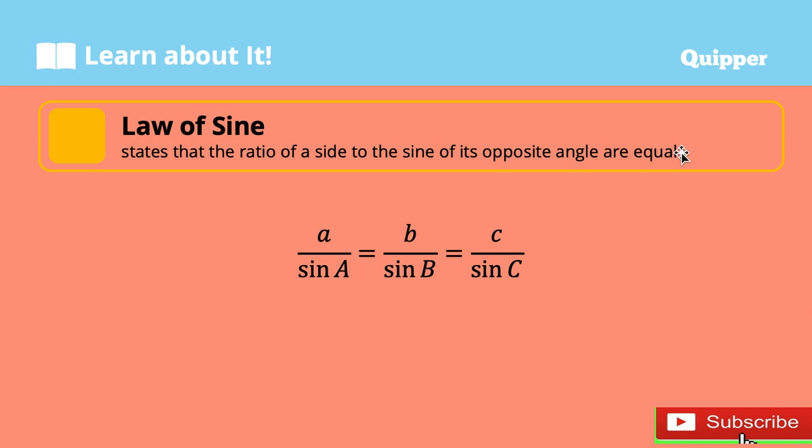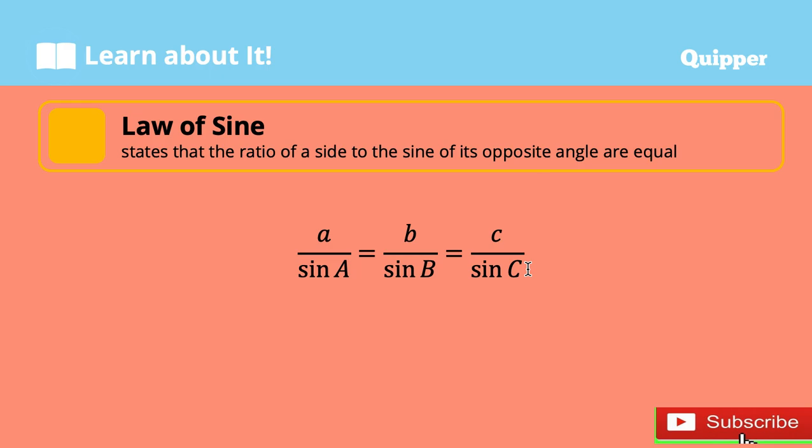So the formula for the sine law is a over sine A is equal to b over sine B is equal to c over sine C, where these small letters a, b, and c are the sides opposite to angles A, B, and C. The capital letters A, B, and C are the angles of the triangle.